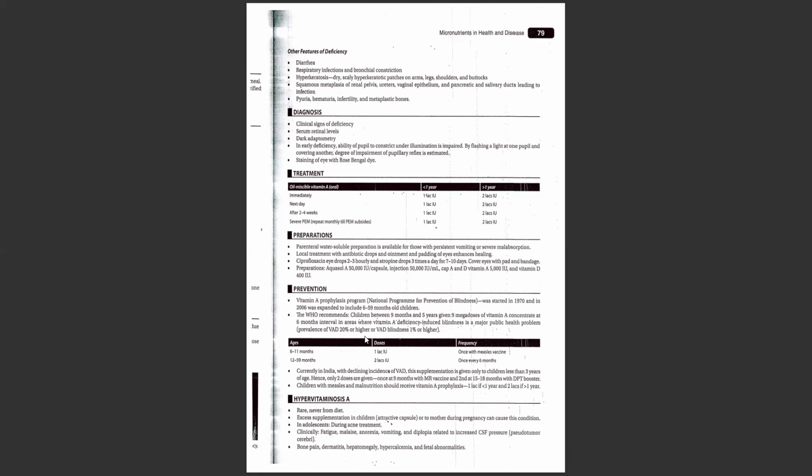How will you diagnose a case of vitamin A deficiency? It is mainly by the clinical signs of deficiency, and then we have to look at the serum retinol levels. Then we go for dark adaptometry. In early deficiency, the ability of the pupil to constrict under illumination is impaired. By flashing a light at one pupil and covering the other, the degree of impairment of the pupil reflex is estimated. Staining of the eye with rose Bengal dye also helps in the diagnosis of vitamin A deficiency.